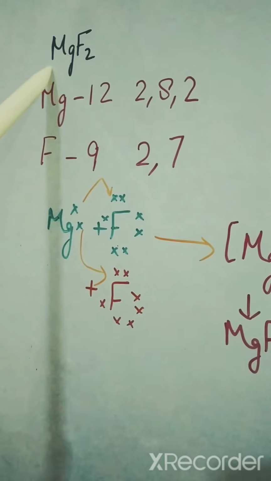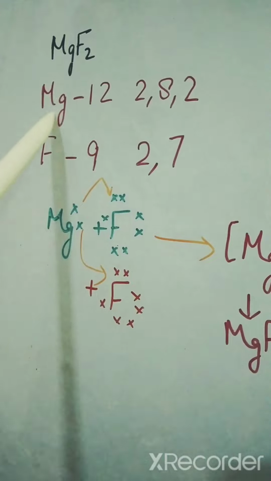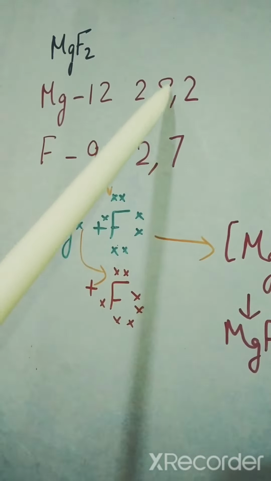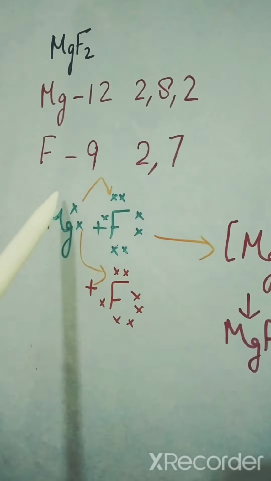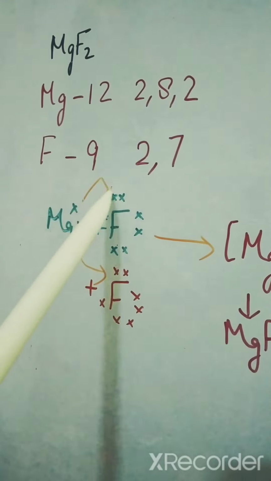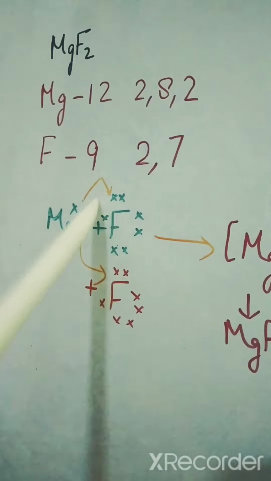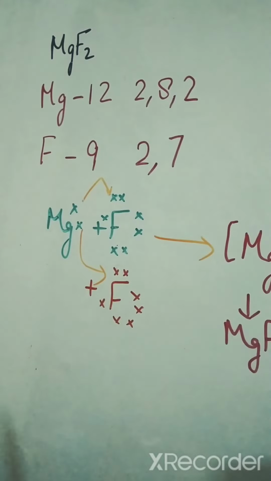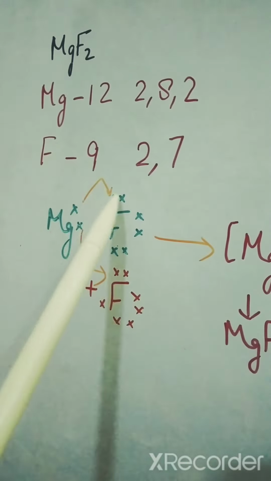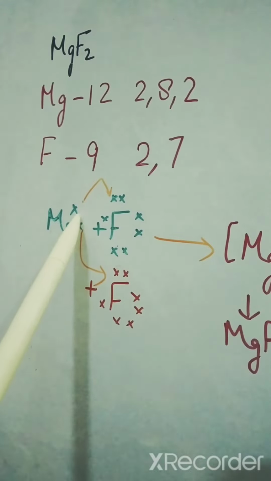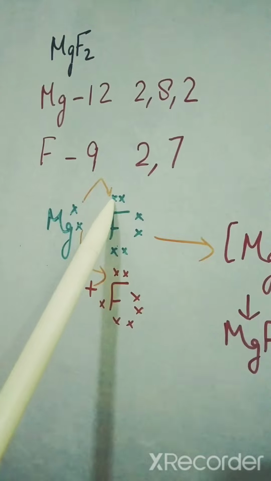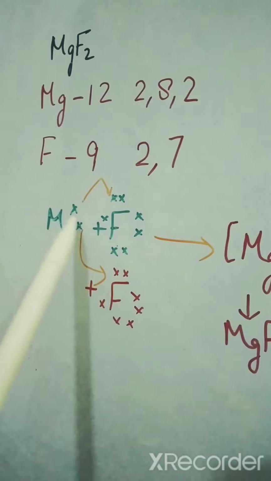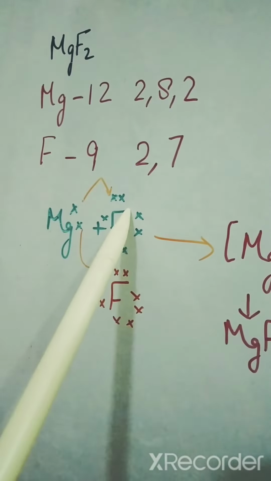Next compound is magnesium fluoride. Magnesium has atomic number 12, that means 2, 8, 2. Fluorine has 9, that is 2, 7. So magnesium has 2 valence electrons, fluorine has 1, 2, 3, 4, 5, 6, 7 valence electrons. Now what is happening? Fluorine can't give its 7 electrons, so magnesium can easily give 1 electron. So 1 electron magnesium will give to this fluorine. But still 1 electron is left with magnesium, and the fluorine octet is complete.